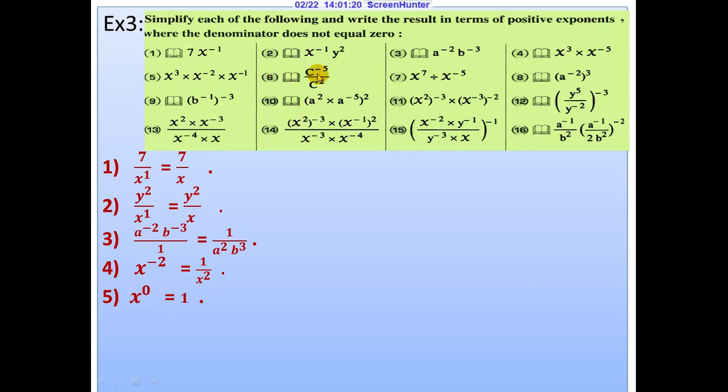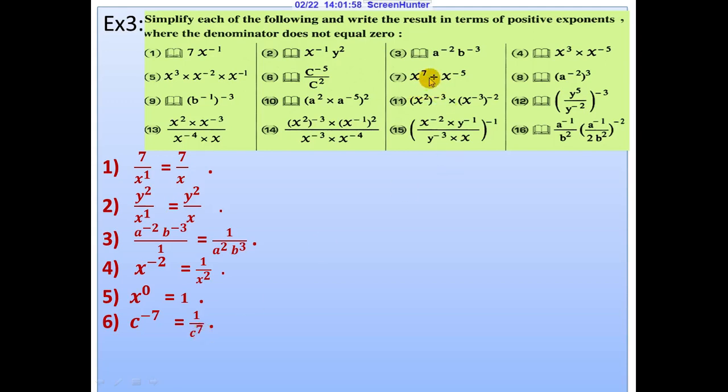Number 6, c raised to power negative 5 over c raised to power 2. When we have two like bases and we divide them, we subtract their powers, so we must simplify them first like that. Number 6 will be equal to c raised to power negative 7, because when we subtract negative 5 minus 2, it will be c raised to power negative 7, and we change its place to change its power like that. It will be equal to 1 over c power positive 7.